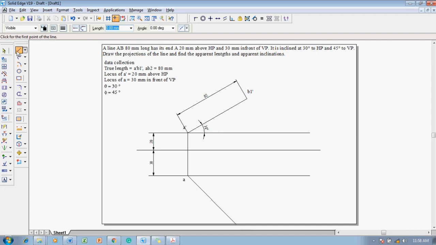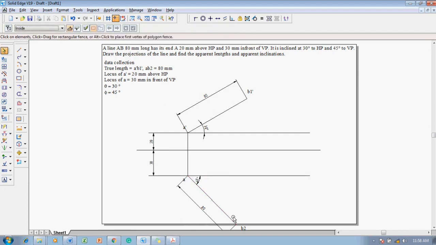Once we get that point, next make sure that using the smart dimension command, just click on the line and show that this dimension is 80 mm, and using a text command, this point is supposed to be B2. Now we have drawn the given inclinations and given true lengths with respect to the given locuses. Then further, how to solve this problem.